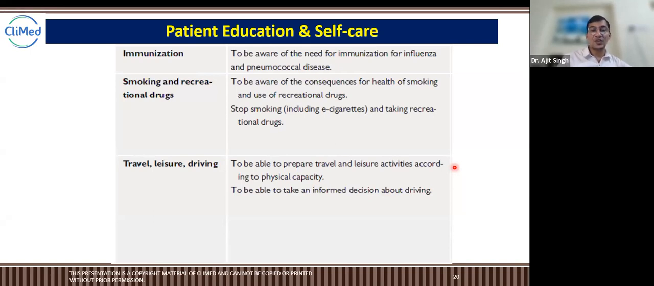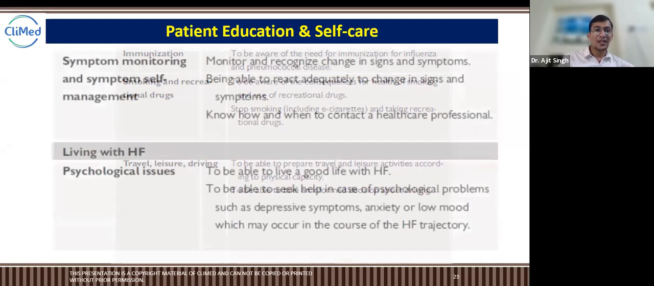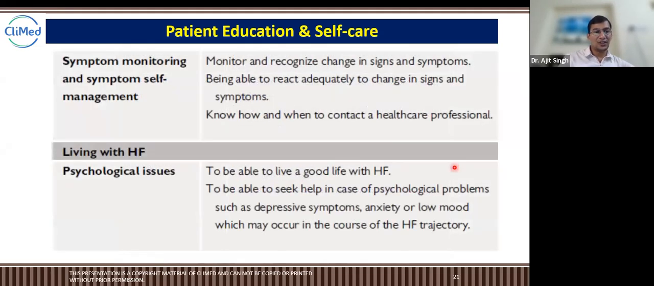Travel, leisure, and driving, of course, that should be restricted, because we don't know what time in travel and driving they have to exert themselves during the exercise or during the driving. So they push the limits. Usually we should not give them too much, but always we should be prepared for these things, travel, leisure, and driving. Okay, and symptom monitoring, definitely.